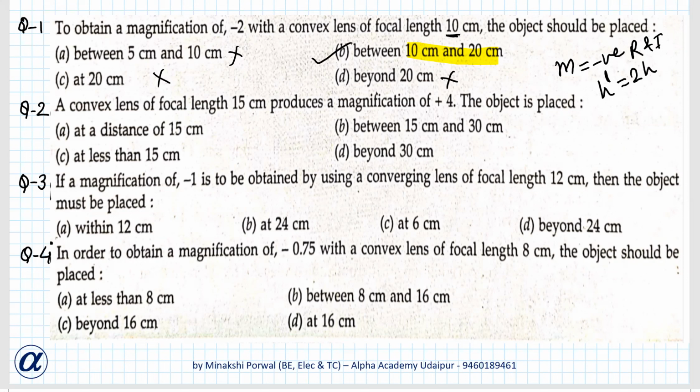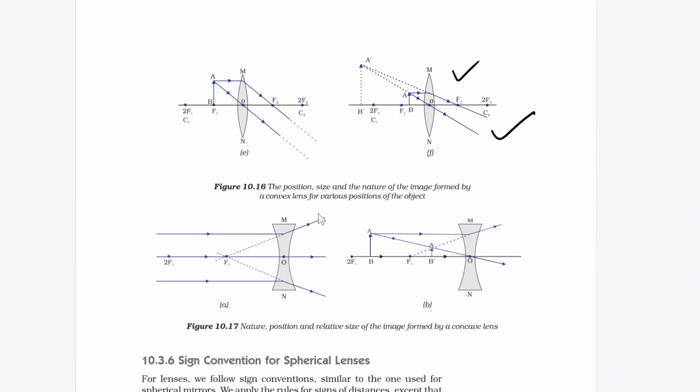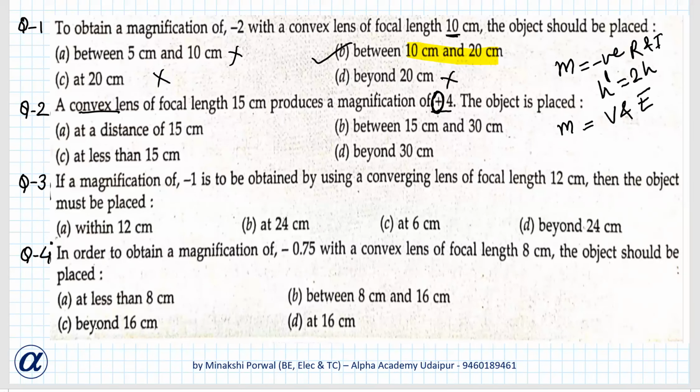Question number 2. A convex lens of focal length 15 centimeter produces a magnification of +4. Magnification plus means a virtual and erect image. So this is a very clear-cut clue. When magnification is positive, a virtual and erect image will be formed, and in a convex lens there is only one case when a virtual and erect image is formed. That is the last one, when the object is placed between pole and focus. As the focal length is 15 centimeters, our answer will be less than 15 centimeter.